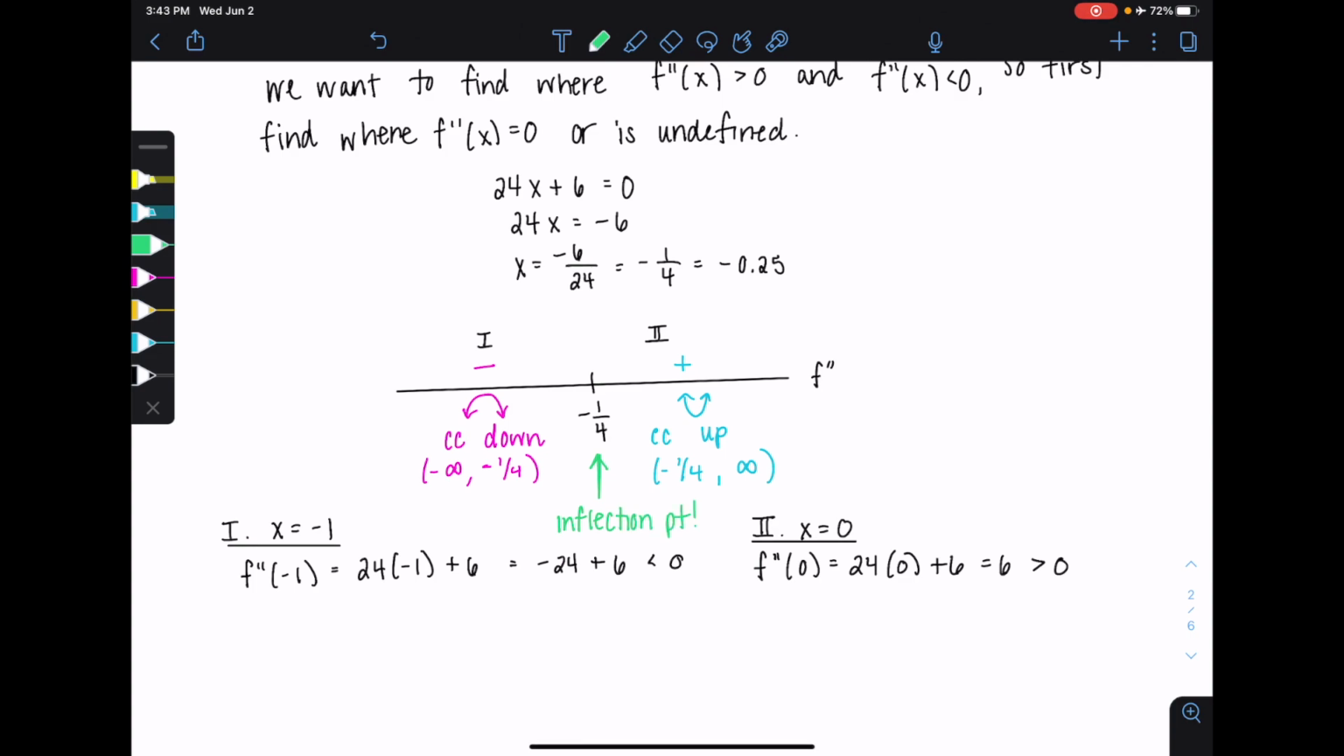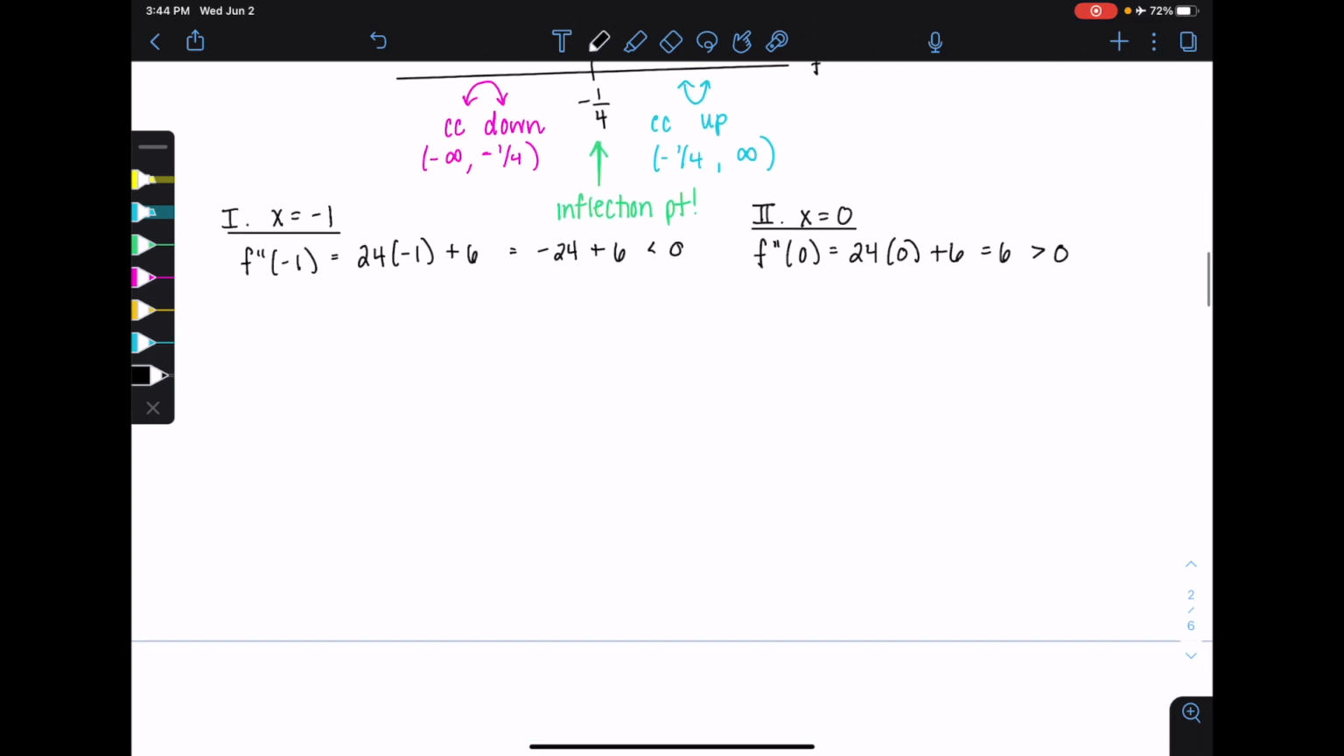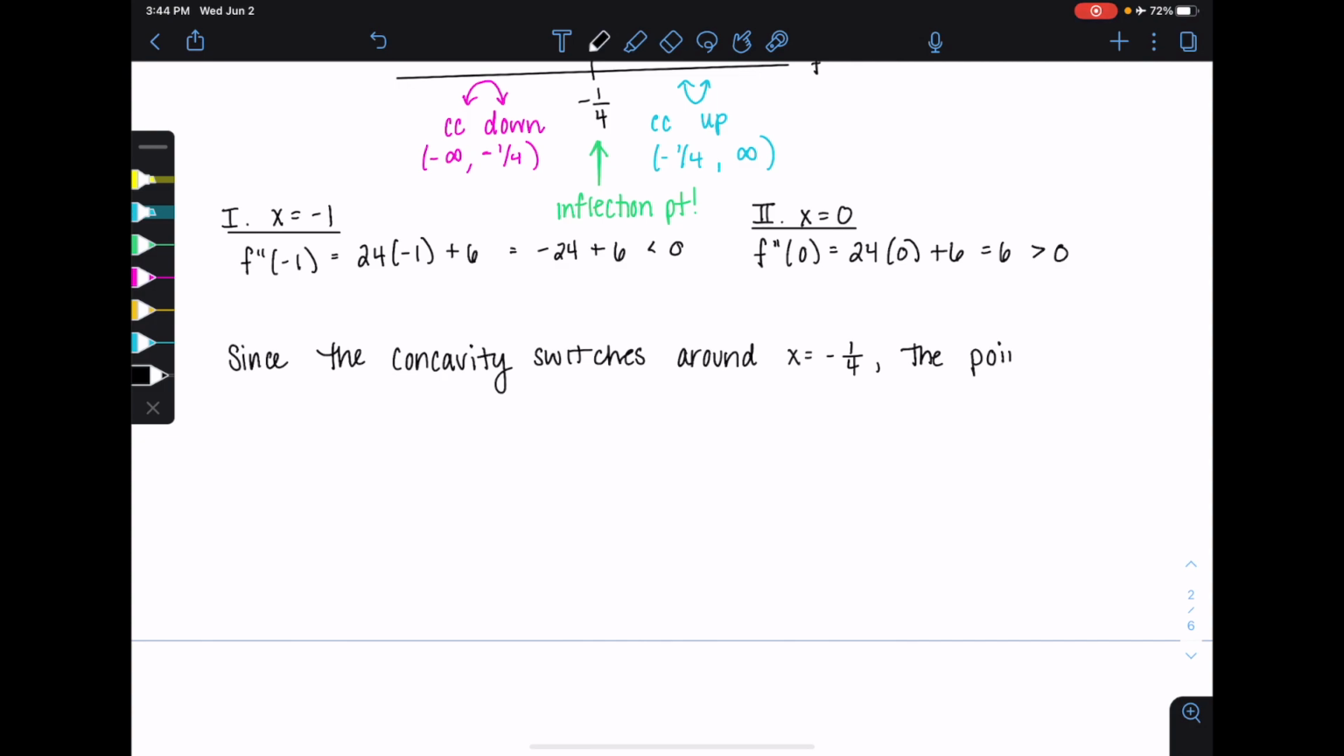Okay. If it didn't change concavity, then I wouldn't be able to do the same. So if it was negative to the left of this number and negative to the right, it's not an inflection point. Okay. But here, since the concavity switches around x equals negative 1/4, the point negative 1/4 and then the y value on the original function corresponding to that is an inflection point.